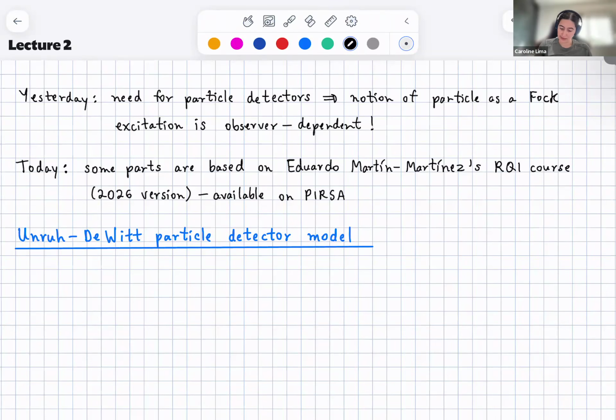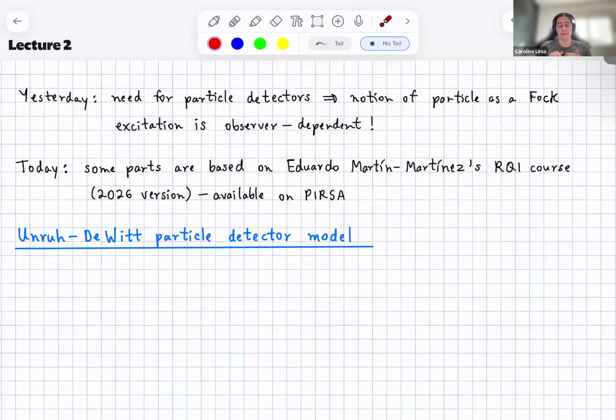Yesterday, just as a recap, we discussed the need for particle detectors, right? Because the notion of particle as a Fock excitation is observer dependent. So today, I'm going to introduce the Unruh-DeWitt particle detector model and then compute the response of a detector in some specific situations.